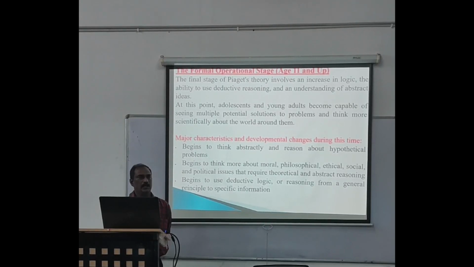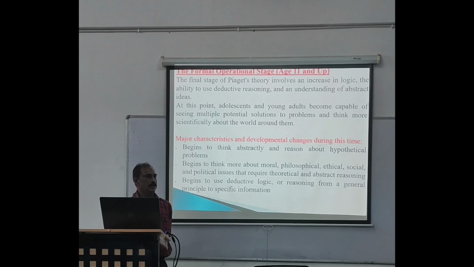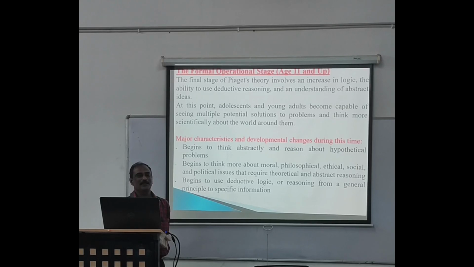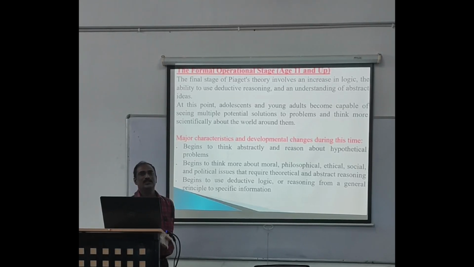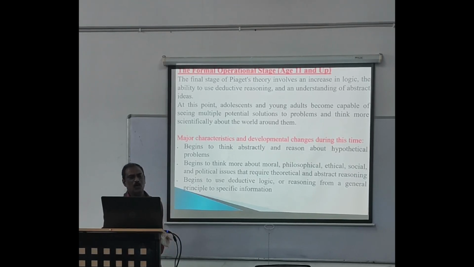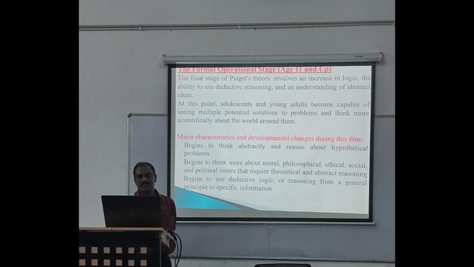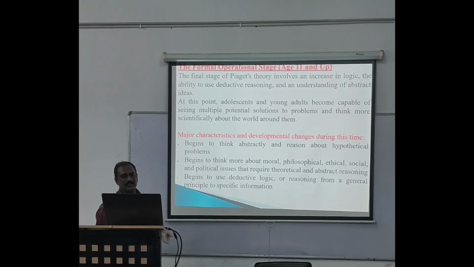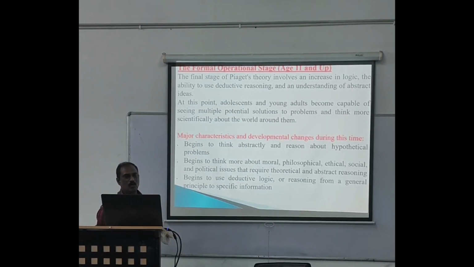Okay, so as a father, if you talk with your child at this age, he comes to you and says that a man did like this. First he tells the principle, then he asks your permission to do the same. So this is called deductive reasoning. At this point, adolescents and young adults become capable of seeing multiple potential solutions to problems and think more scientifically about the world around them.